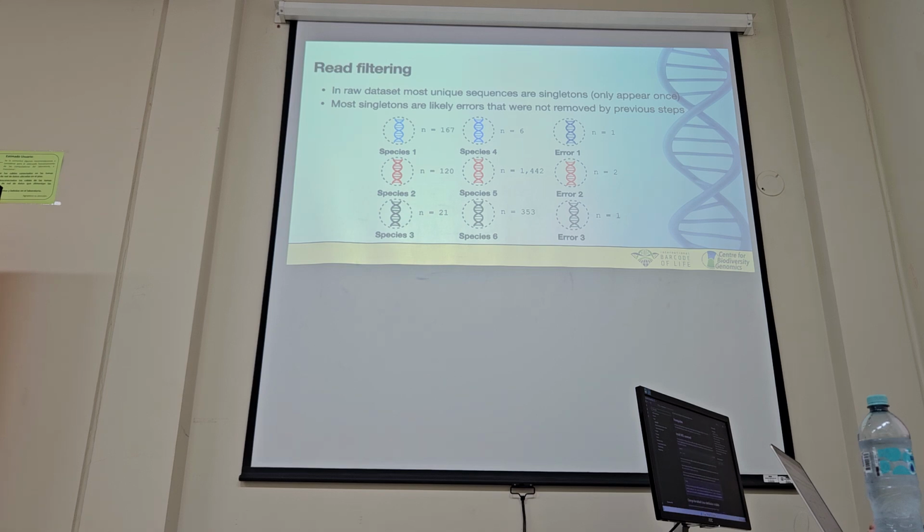We had, in this case, 6 real species, and we have 3 errors, okay? And this is how many reads. So for this molecule from species 1, we have 167 reads. That's how many times we see that ASV. This one 120, this one 20, this one 6, but it's real, but 6. This one 1,400, this one 353. And then the errors: 1, 2, and 1. Okay? So you have many copies, but variable, of the real ones, and a few of the errors.